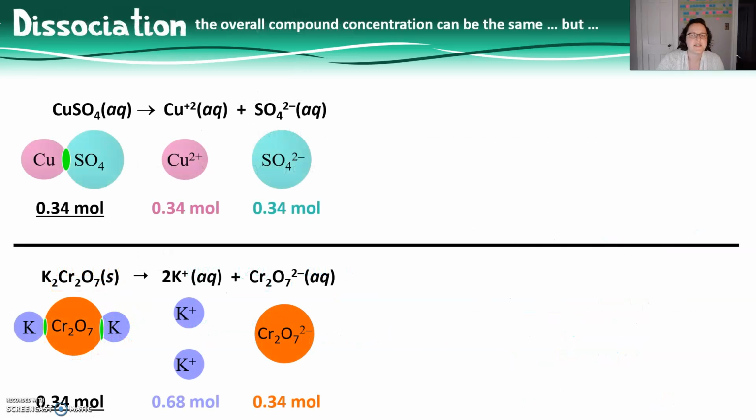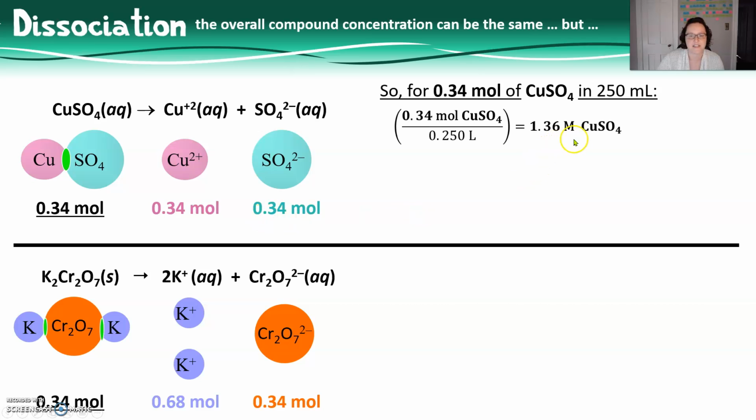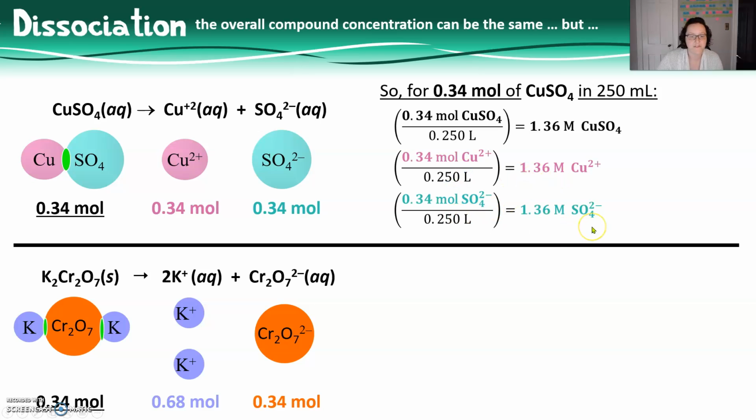To demonstrate this a bit further, let's look at two different ionic compounds: copper sulfate, which dissociates into one cation and one anion each, and potassium dichromate, which dissociates into two cations and one anion each. Note that the number of moles of each ion in the copper sulfate solution matches the number of moles of the entire compound because there is a 1-to-1 ratio between all chemical species in the dissociation reaction. So if the concentration for the whole compound is 1.36 molar, then the concentration for the copper ion will also be 1.36 molar, as will the concentration for the sulfate ion.